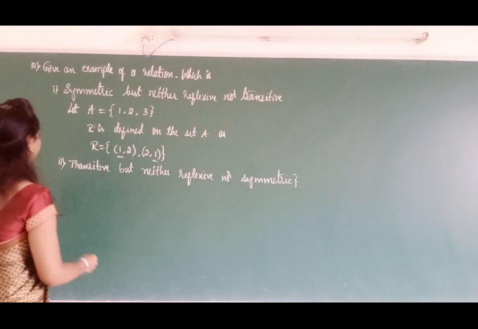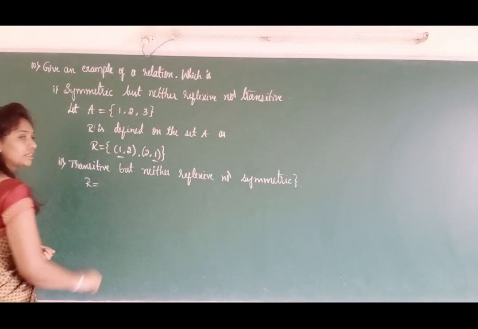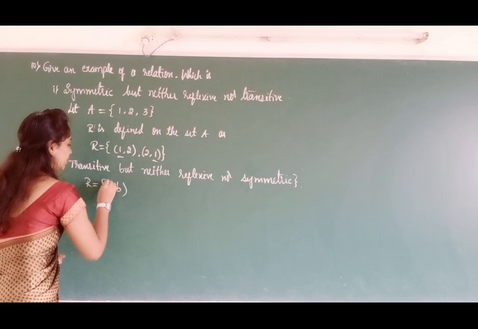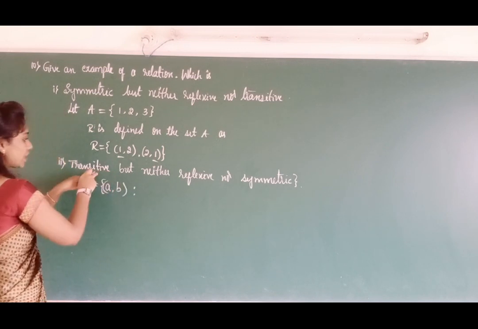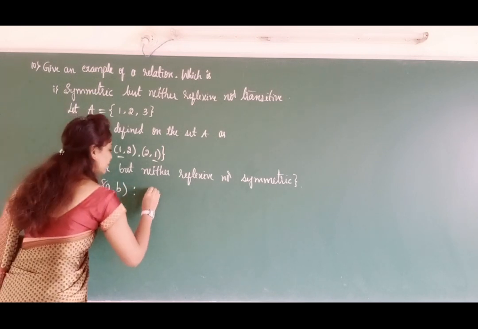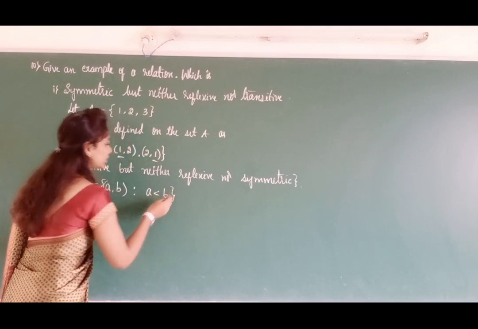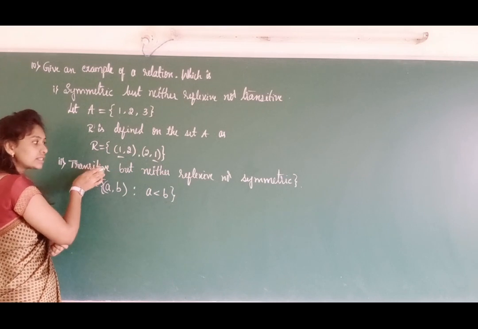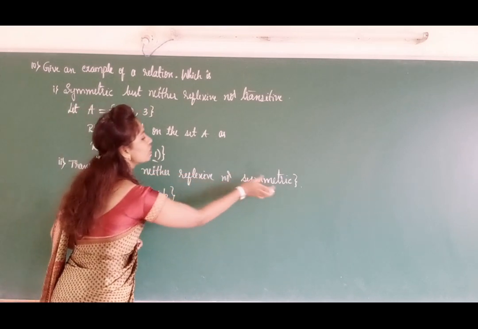Okay. So for this, I am taking the relation R equal to the set of ordered pairs (a, b) such that a is less than b. The relation a is less than b is a good example for transitive, but neither reflexive nor symmetric.